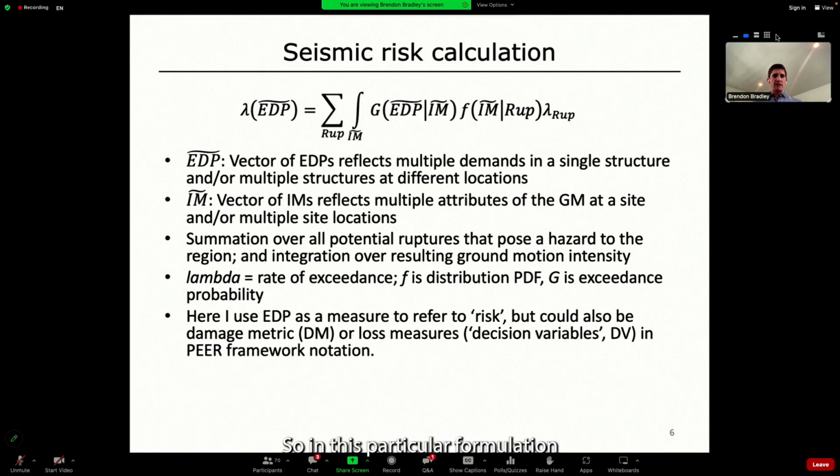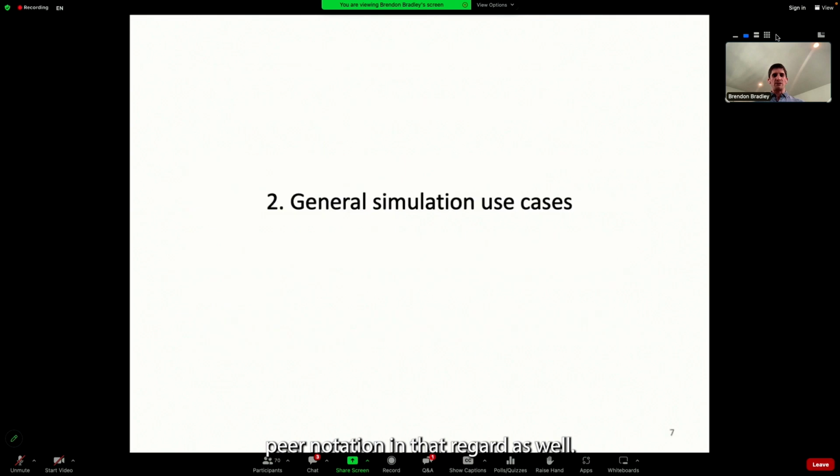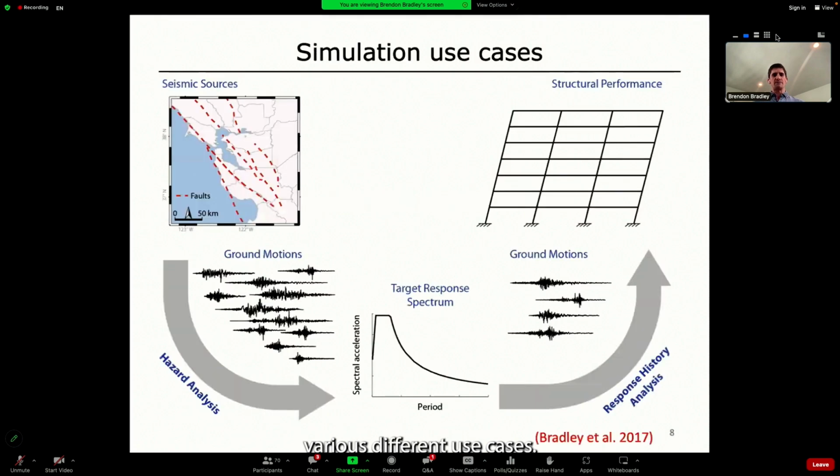In this particular formulation, I've used the engineering demand parameter to refer to risk, but obviously you could substitute that out and either think of it as damage given intensity or loss given intensity using the common PEER notation as well. When we frame it that way, I think it's useful to mathematically describe it so that then we can see in that mathematical or modular context how simulations can fit into various different use cases.